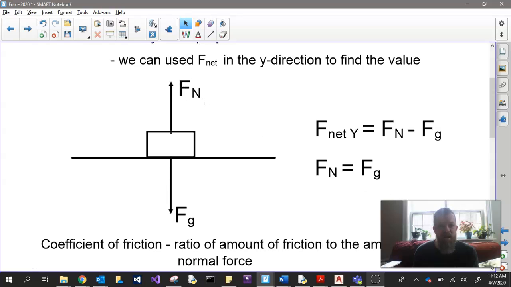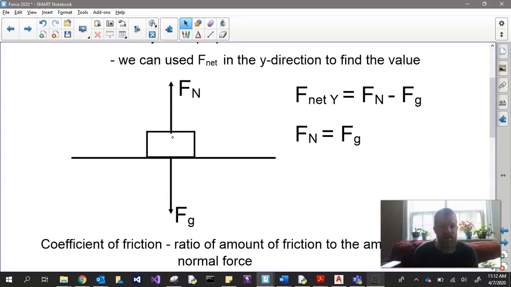And if I do the F net equation for this, F net in the y direction, so y just like in math, is all the forces up in the positive direction minus all the forces down in the negative direction. We know that this isn't moving in these kinds of scenarios, so this is going to be 0. Since this is 0, then we know the normal force is going to equal the force of gravity. This is only true if you're on a horizontal surface.